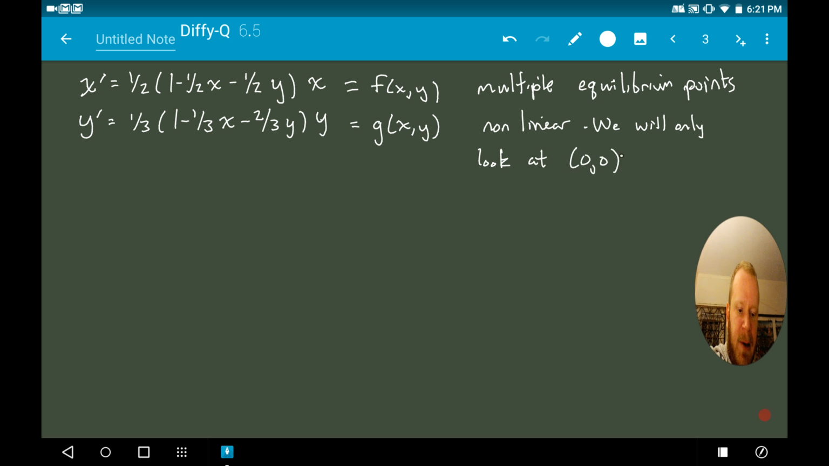So we're only going to look at 0, 0. Just looking at the system, if I asked you to find the eigenvalues of this, that would be very, very difficult. Because it's nonlinear, we're going to use linearization to come up with an easier to solve matrix, find its eigenvalues, and then look at whether their real parts are positive or negative, and then go from there.